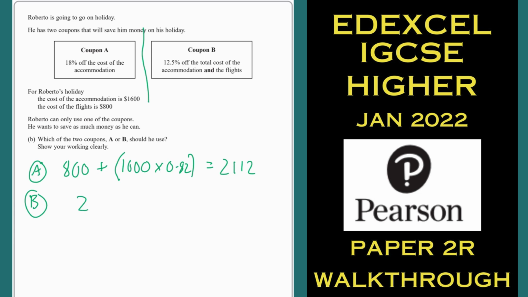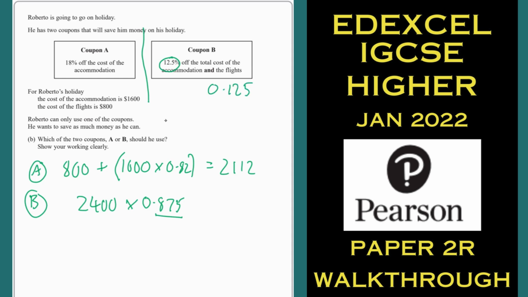Let's do a similar thing for B, but it's total cost of both. Adding them together, 2,400, and to get a 12% discount, your multiplier is 0.88. We need to go a little bit more. It's 0.875.